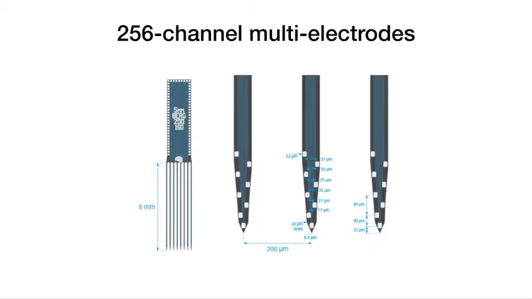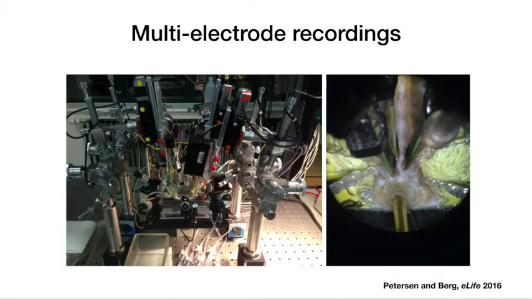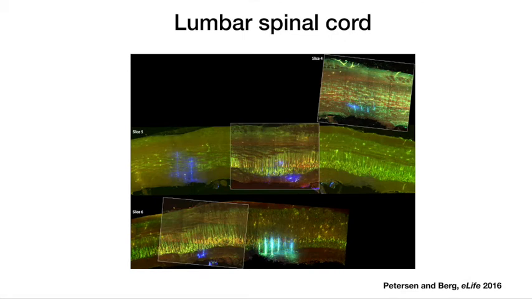We use multi-electrode arrays from Neuronexus. We insert 256 channels into the lumbar spinal cord of the turtle while it's performing this motor activity. This is what the experiments look like. And here's a post hoc immunohistochemistry where you can see the location of the electrodes. You can also see all the motor neurons stained with ChAT, and then there's interneurons with NeuN.